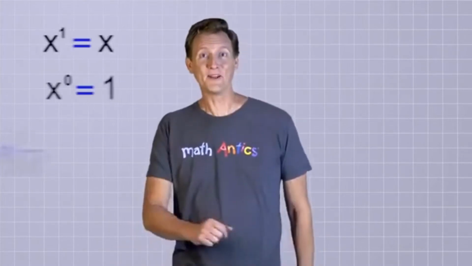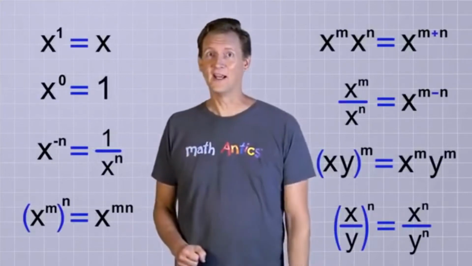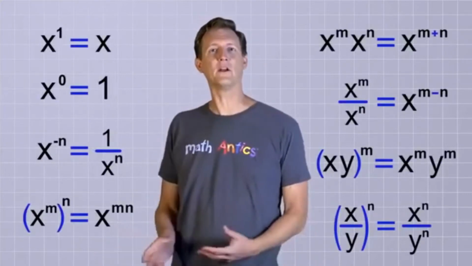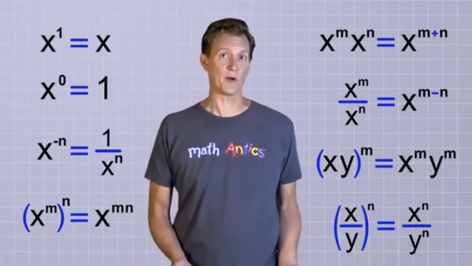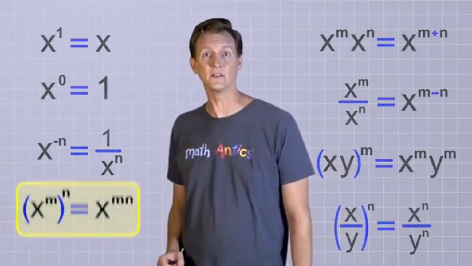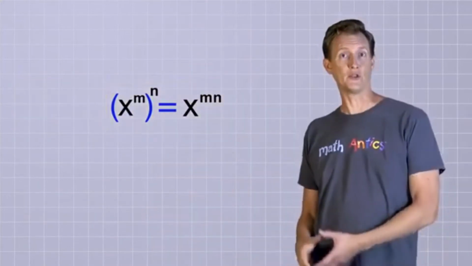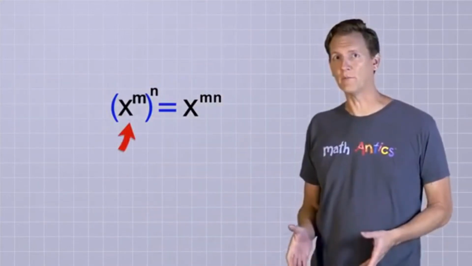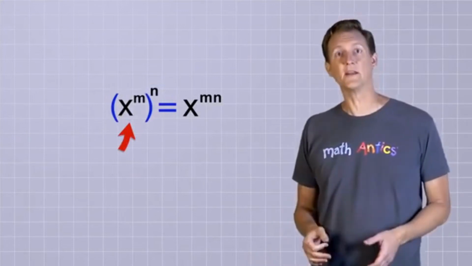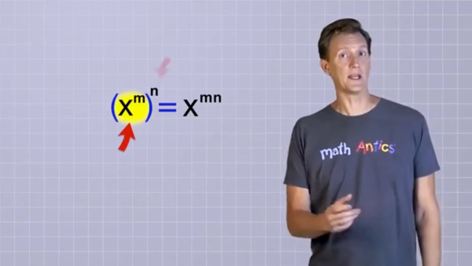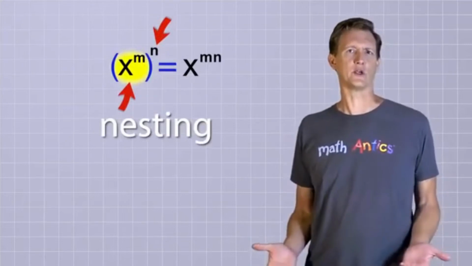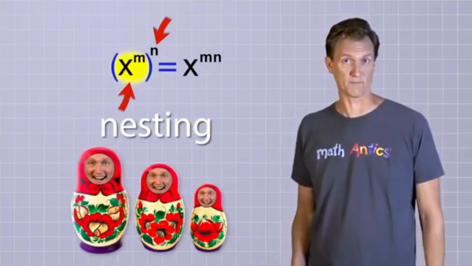All right, 3 laws down, 5 more to go. And these next 5 show us how we can do various math operations involving exponents. In fact, the next law tells us how we can take a number raised to a power and then raise that to a power. As you can see, it shows an expression, x to the power of m, grouped inside parentheses, and then that whole group is being raised to the nth power. It's a nesting situation. Kind of like those Russian nesting dolls.